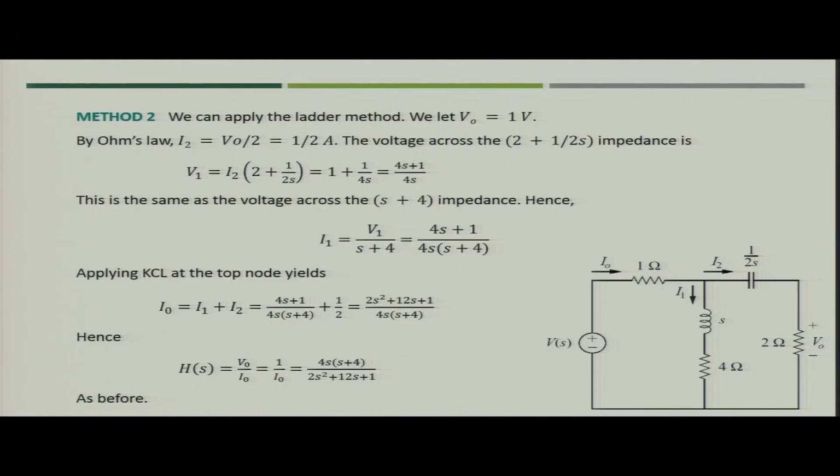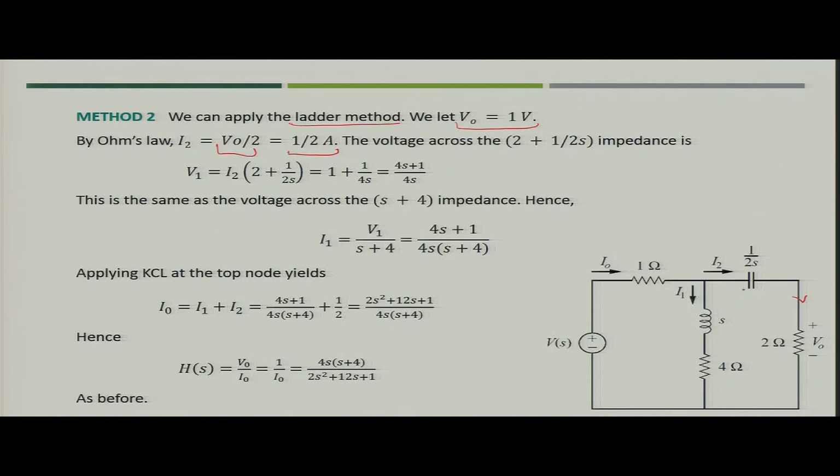Now, next, let us try to apply the ladder method and find the value of the transfer function. In the ladder method, what do we assume? We assume the output voltage as known. So, we say that the output voltage is V naught equal to 1 volt. When V naught is 1 volt, the current I2 flowing in this leg will become V naught by 2, so it is 1 by 2 ampere.